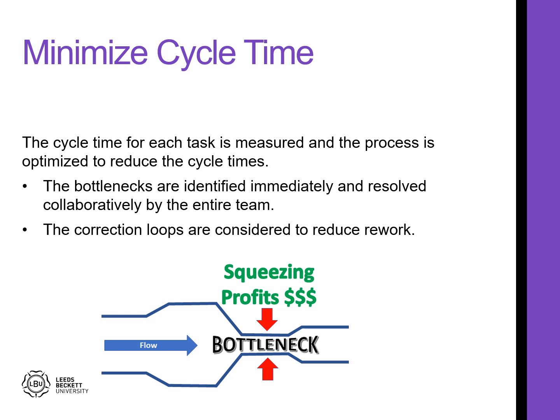So there we go, minimizing cycle time. The cycle time for each task is measured and the process is optimized to reduce the cycle times. The bottlenecks are identified immediately and resolved collaboratively by the entire team. So you can see that maybe one department says, I've done my job, and in the push it would be trying to send it on to the next one, but the next one is so busy it can't keep up with it. So it means you need to put more resources into the next department to reduce that bottleneck.